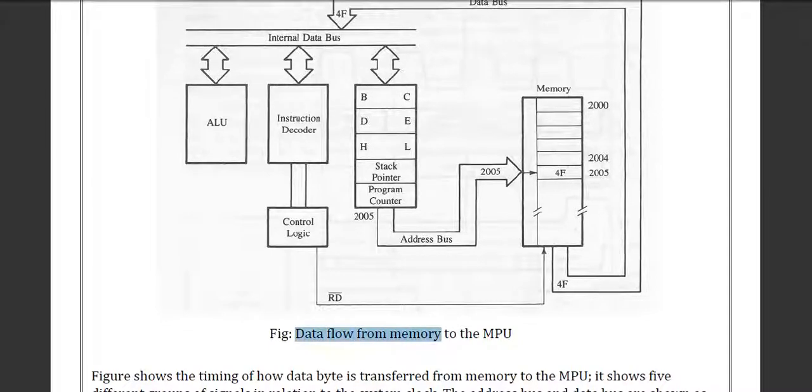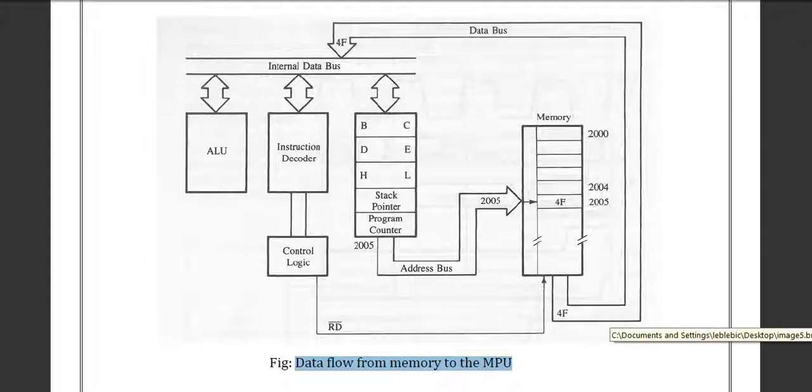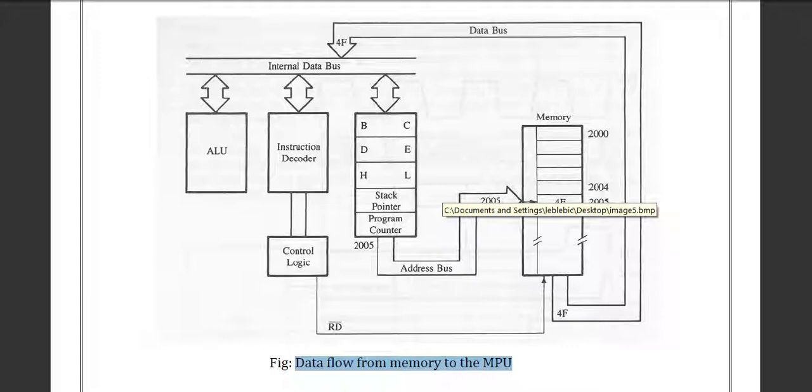Here is the data flow from memory to MPU. By this diagram, we have already covered this one in our previous chapter, so we are skipping this now.